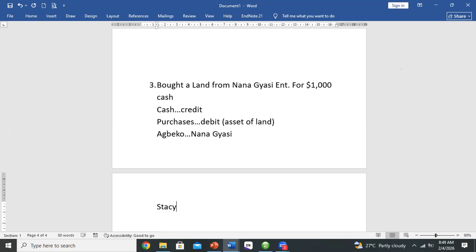And please, instead of the purchases, can you open a land account, then you debit? You open a land account and debit. So Stacy is proposing a land account and debit as opposed to Agbeko's Nana JC debit and, is it Joris? Yes, purchases debit. Any other?